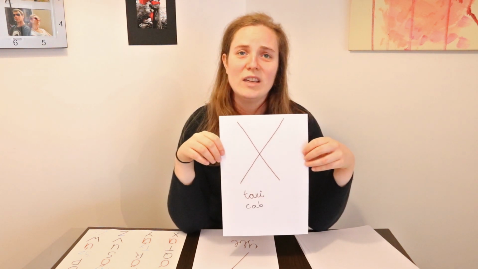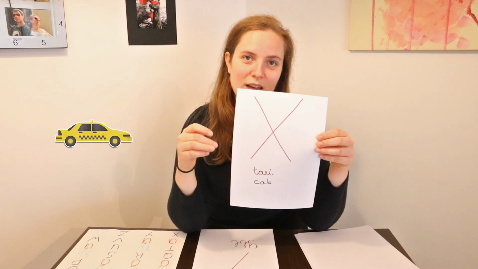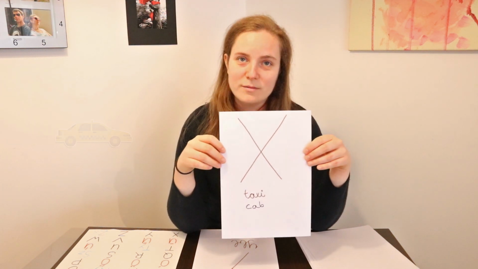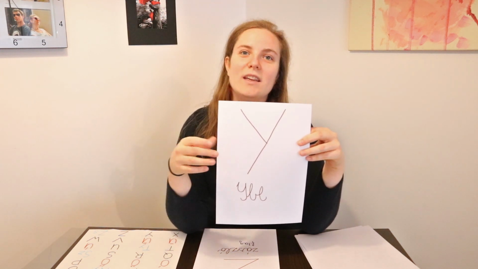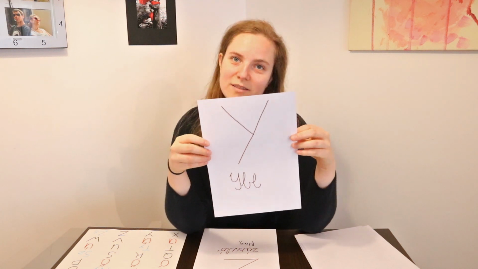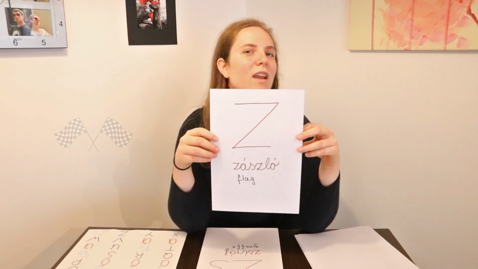Same story as before. We mainly use X in foreign words like taxi, as in taxi cab, or xylophone, that starts with an X, which is a xylophone. Y. Again, in family names, as in Ybl. He was a famous architect. Z means zászló. It means a flag.